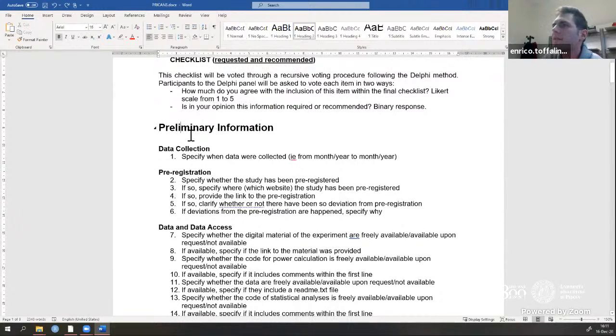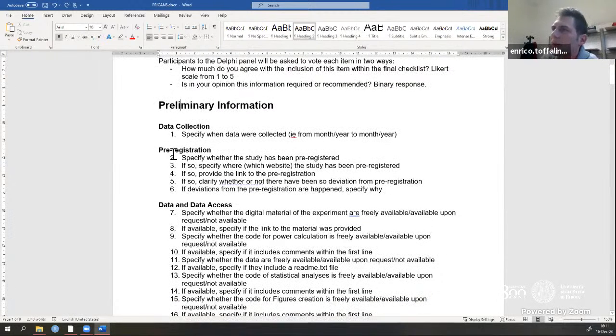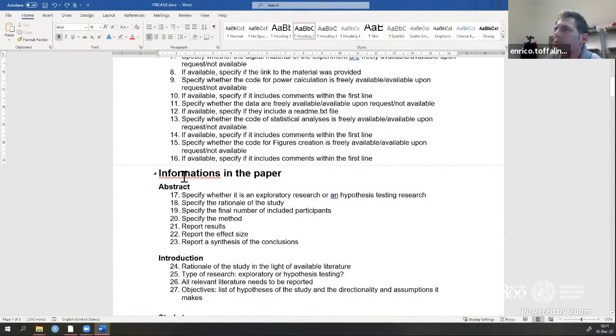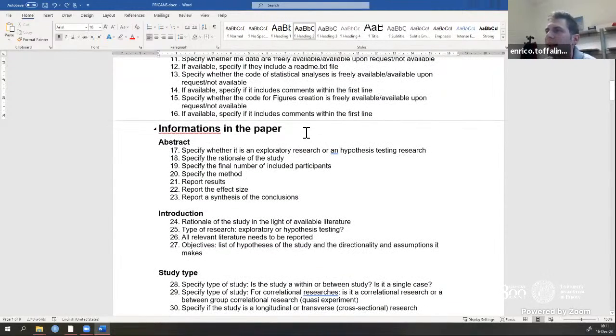We divided among preliminary information. This includes the data collection, when the data was collected, which could be relevant and should be specified when reporting the study. Whether the study was pre-registered and what should be reported if it was, and also whether any data or code is freely accessible, and in this case, a series of specifications and information that should be reported in the paper. This is largely inspired by similar checklists and guidelines like PRISMA and several other checklists already used in the medical field, but still not in psychology. So this is the first attempt to propose something similar specifically for cognitive psychology.